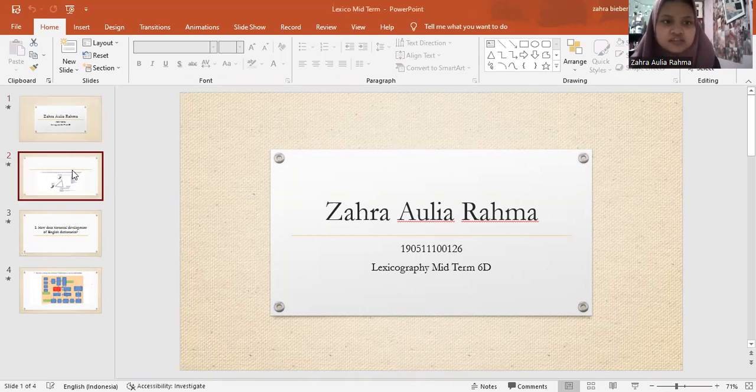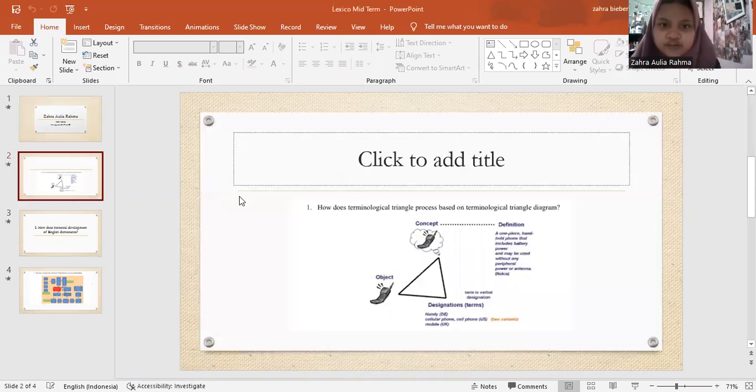The first question is, how does the terminological triangle process based on the terminological triangle diagram? A diagram drawn to represent the relationship between a concept, an object, and a designation. For the concept, a designator symbolizes a concept which refers to an object, so that indirectly the designator stands for the object. The object is often called the referent. It needs to be a physically existing thing.